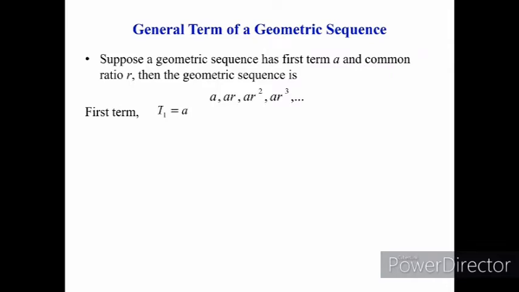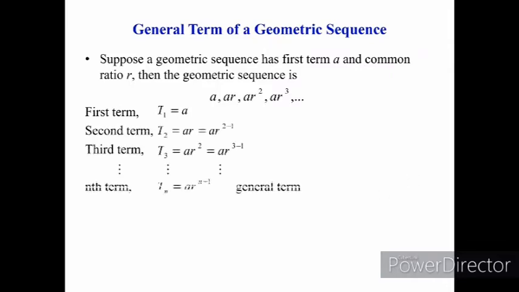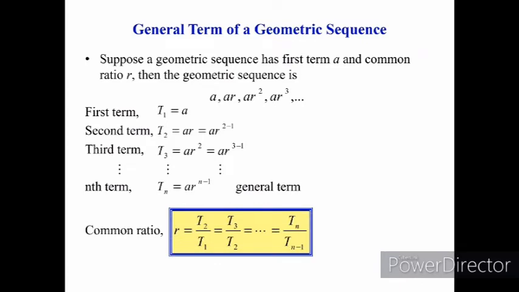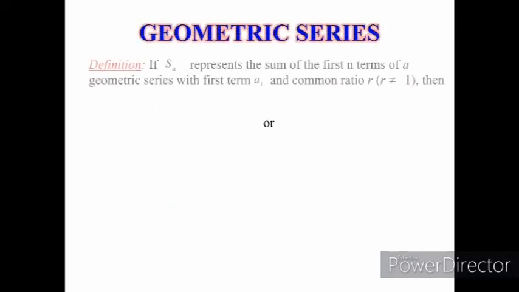Then, the nth term becomes ar to the power n minus 1. Therefore, the common ratio is r, where r equals t2 over t1, or in other words, Tn divided by T of n minus 1. Now, we will look further at geometric series.